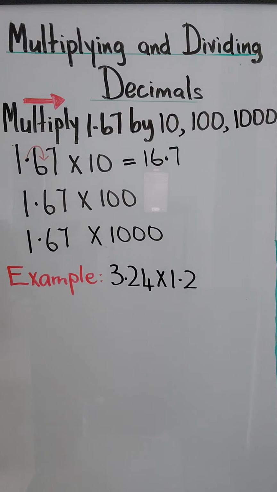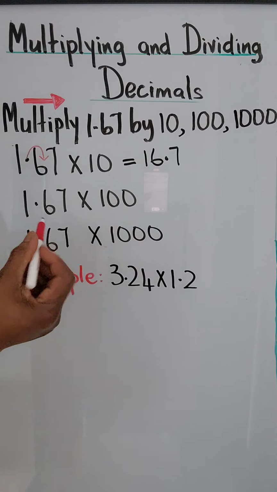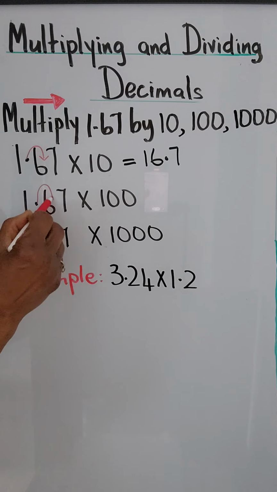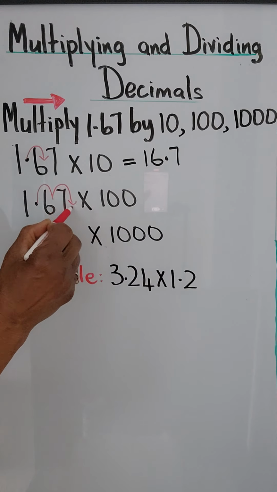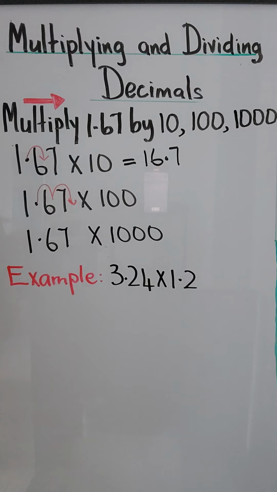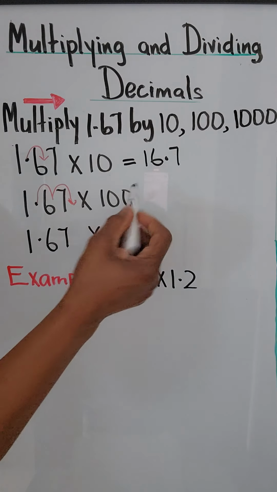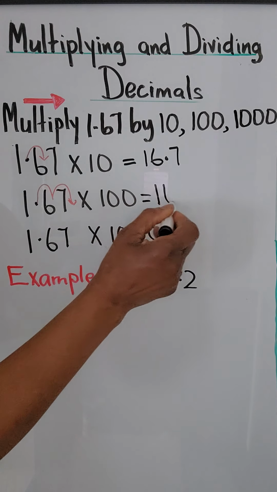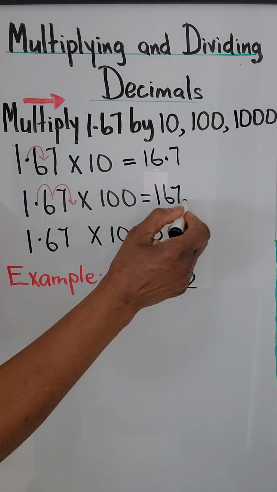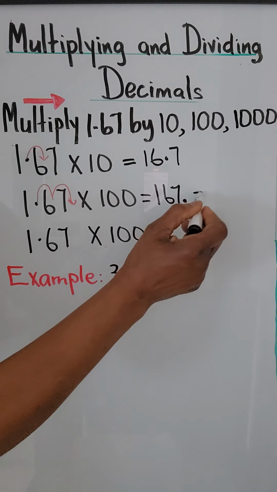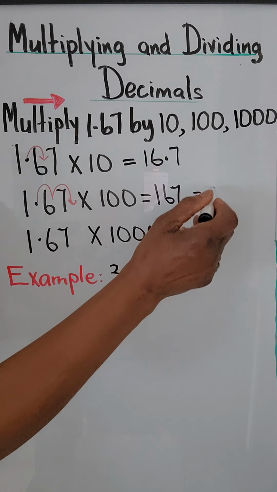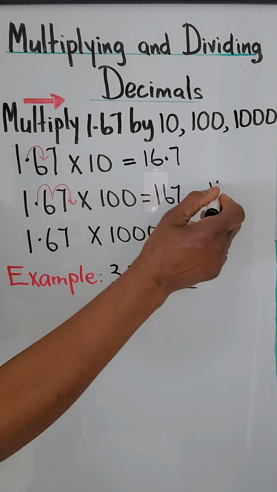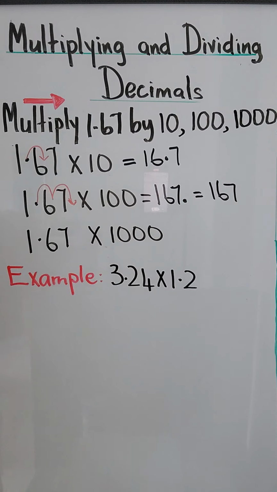1.67 multiplied by 100, two places to the right. 1, 2. Equals 167 point, and you know when the point comes at the end we just leave it, so that will be 167.